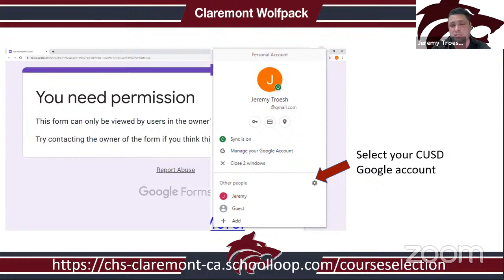In this particular situation, I am logged in under my personal Gmail account, and I need to change that to my CUSD account. So I need to go down to where it says Other, and the one that says Jeremy with the little purple J on it, that is my school account. So I have to make sure I select the correct account. We would actually recommend using the school iPads to complete this form, because if you're on your school iPad, you should automatically be logged in under your school Google account.